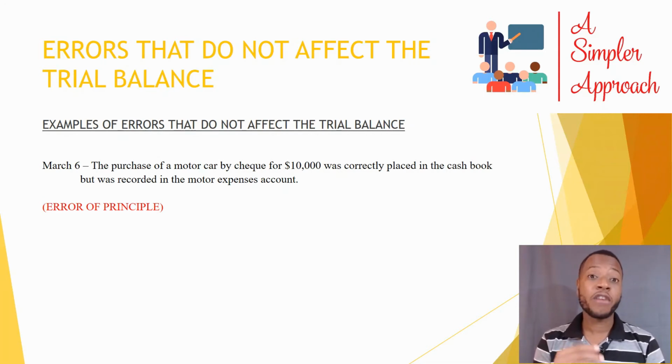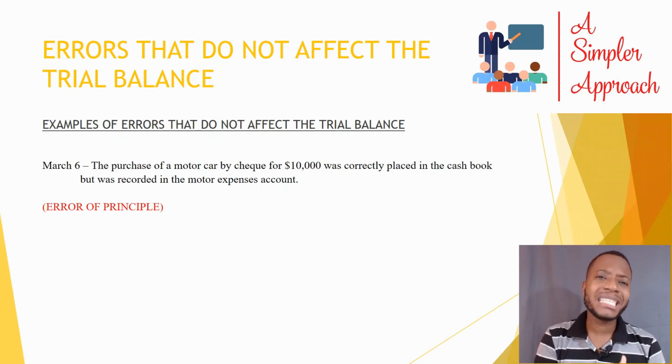This is an error of principle. And the principle lies in the fact that a motor car, which is an asset, was bought but was recorded in motor expenses, which is an expense account. They are two completely different things. Therein lies the principle behind it. Okay? Now, to fix this error, we simply take it from where it was placed by mistake and then place it where it is supposed to be. And when you do that, you get this.